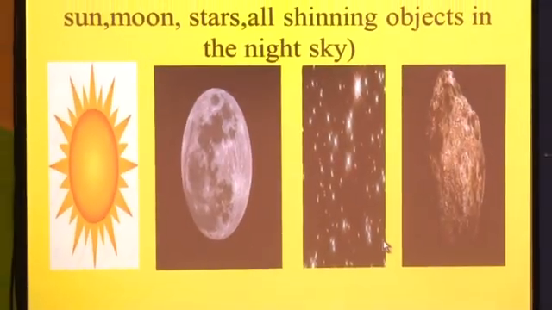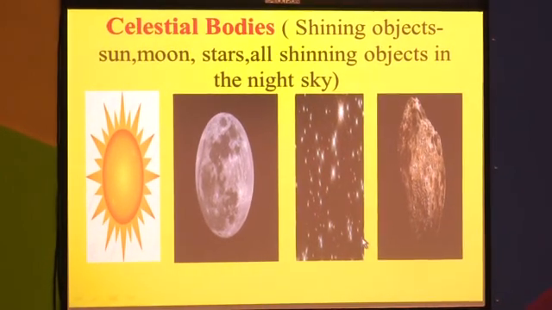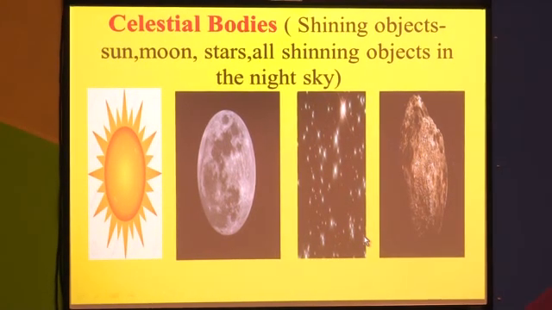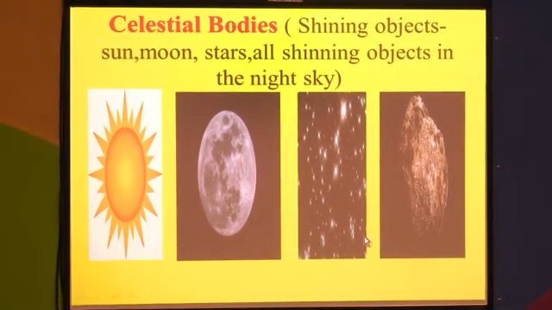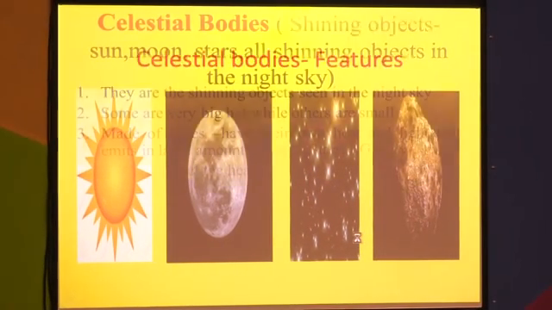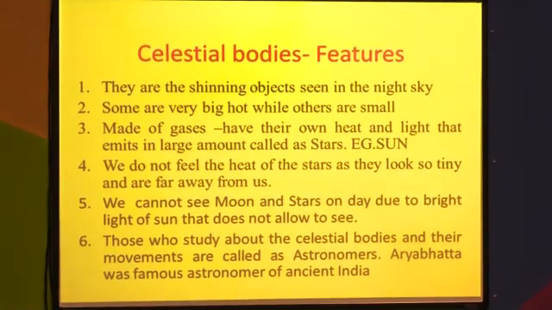So children, here we have seen the celestial bodies, okay? What are the celestial bodies? The shining objects like moon, stars, sun and all other objects in the night sky that we see are called celestial bodies. Again we have seen the features of celestial bodies.